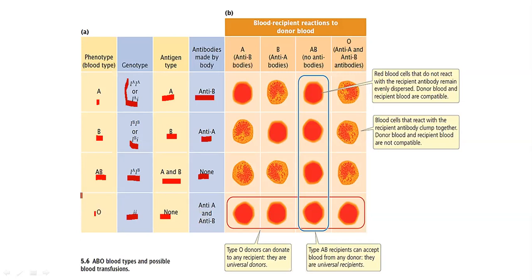A can donate blood to AB, A can donate blood to A. Oh, sorry, O can donate blood to AB, O can donate blood to B, and O can donate blood to A. But O cannot receive, it cannot accept any blood from A. Just O, it will receive only from O.